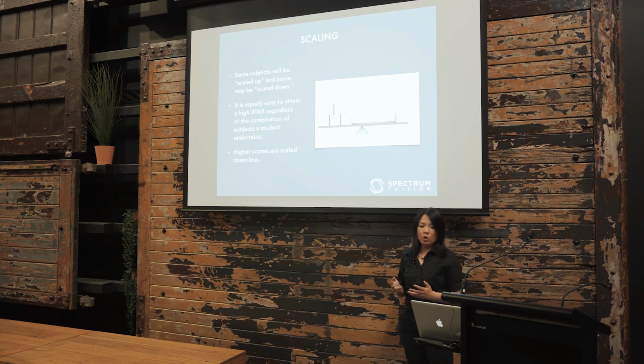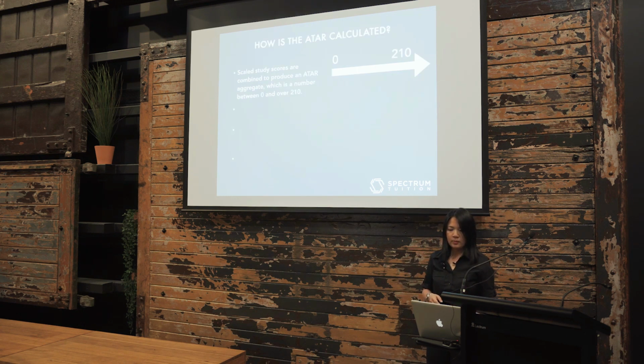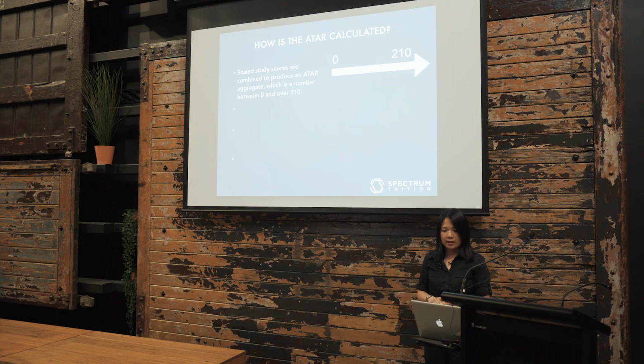And it's important to note that higher scores are scaled down less. So the better your child performs in that particular subject, the less it will be scaled. So for example, if your child gets a 49, then it'll probably just get scaled down to 48, for these subjects that are viewed to be a little bit easier. So now that we've got all of that information, I can explain to you how the ATAR is calculated.